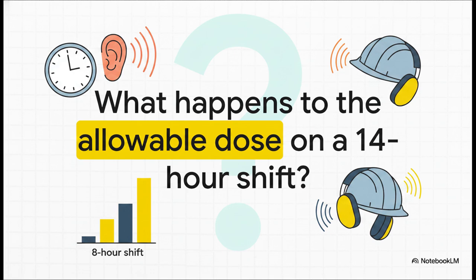If the entire safety baseline is calculated on an 8-hour shift, what happens to a worker's allowable noise dose when they pull a 10, 12, or even a 14-hour shift? Their ears have way less time to recover before the next day begins. How do you think exposure rules in our mathematics must adapt to protect workers when the standard workday just goes out the window? It's a really complex challenge that noise professionals have to tackle every single day.